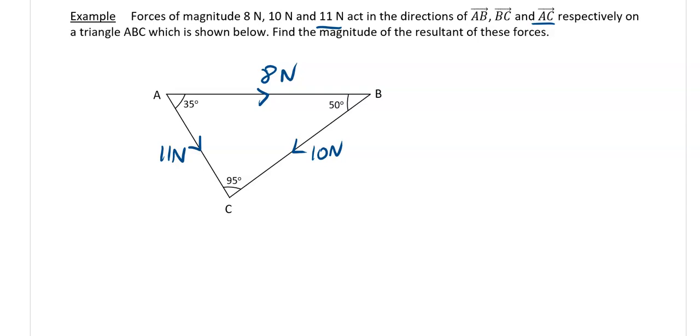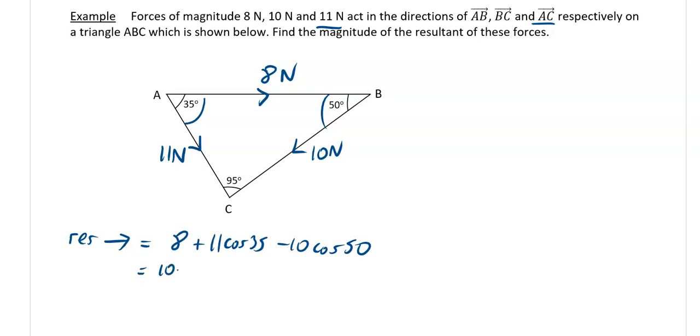We are going to resolve horizontally and resolve vertically just as we did in the last one. Resolving horizontally to the right, you have a nice 8 newtons, which is completely horizontal. You also have 11 newtons, and it's 11 cos 35. Going against that is minus 10 cos 50. Multiply that out and tidy up, and you will have 10.5828 newtons.